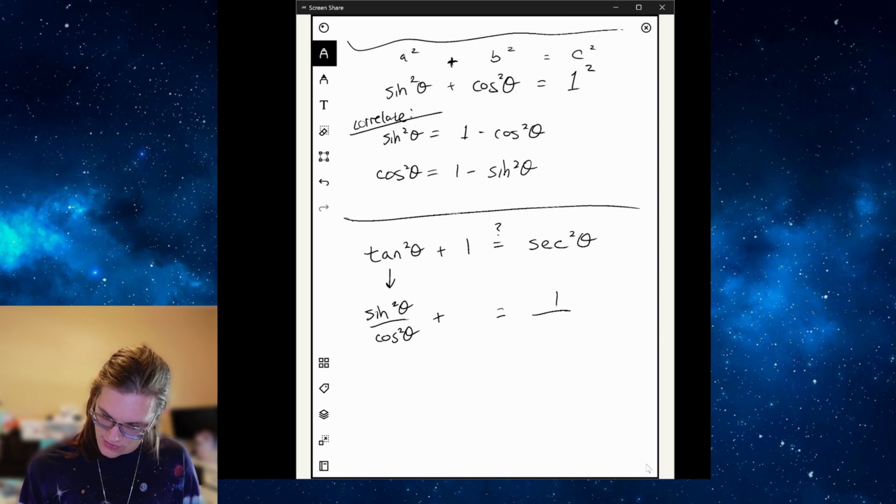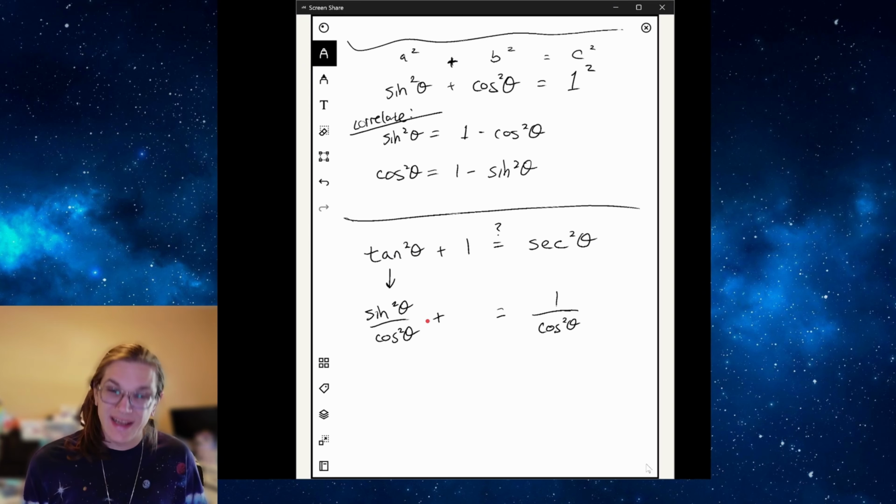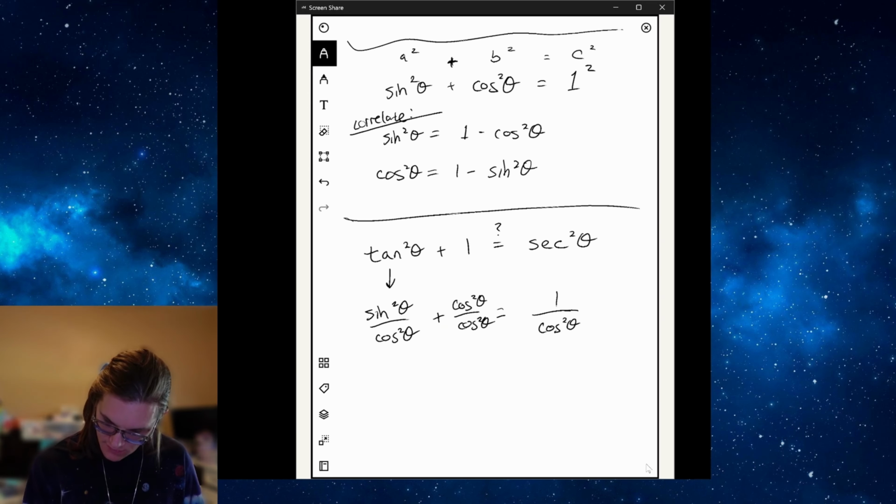This, like I said, I know is 1 over cos squared theta. And so, is there something that equals 1 that makes this true? What if I just did this, right? Which we're allowed to do. Then we'll have, these have the same denominator, so then we can write this.